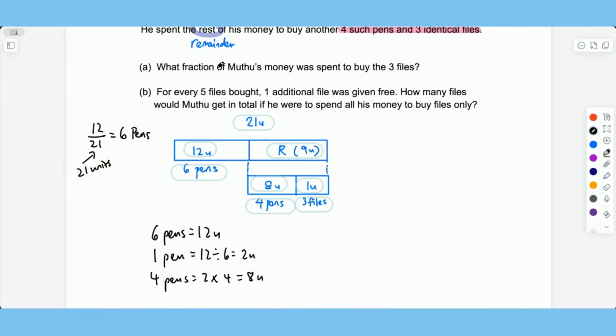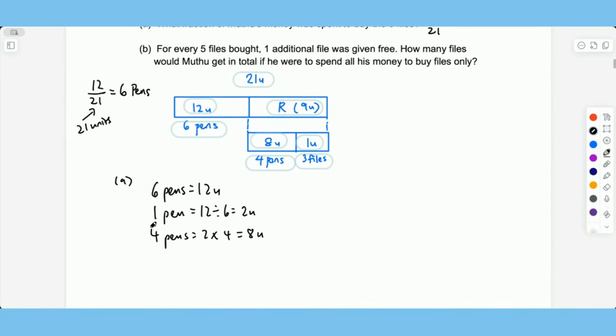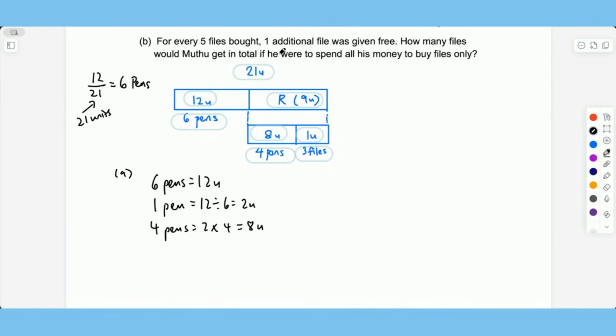For part A, what fraction of Muthu's money was spent to buy the 3 files? That will be 1 out of 21. And moving on to part B, for every 5 files bought, 1 additional file was given free. How many files would Muthu get in total if he were to spend all his money to buy files only?